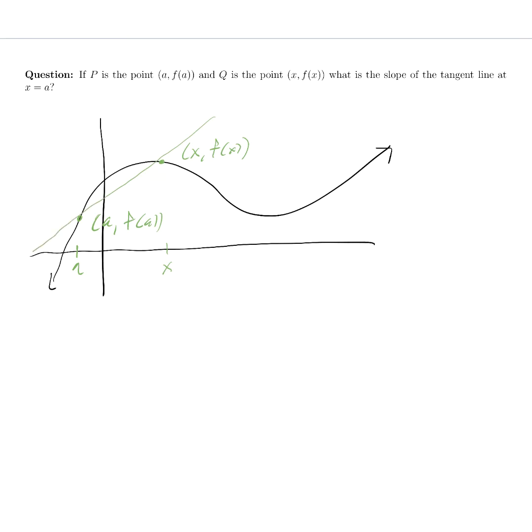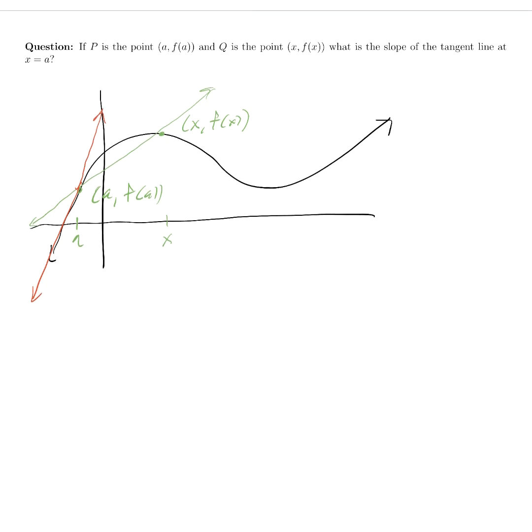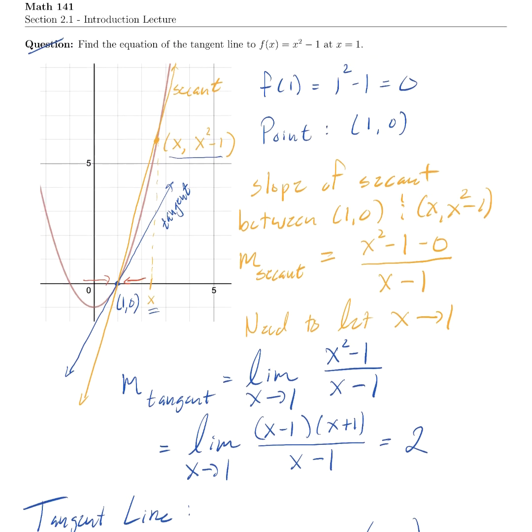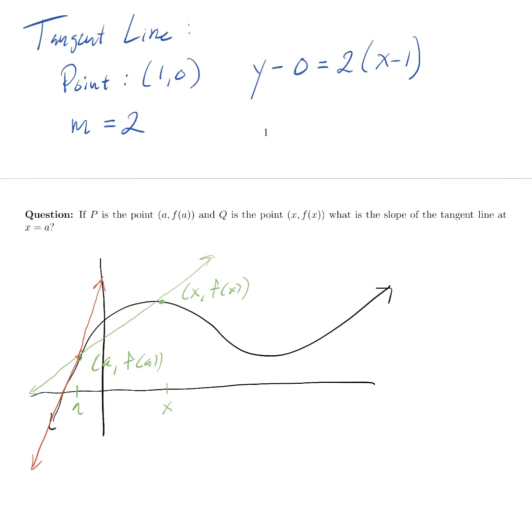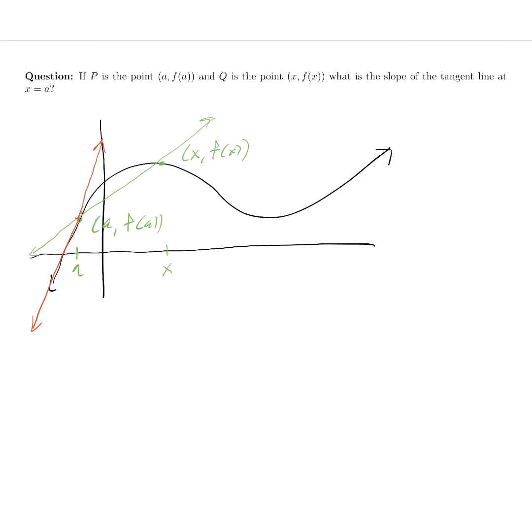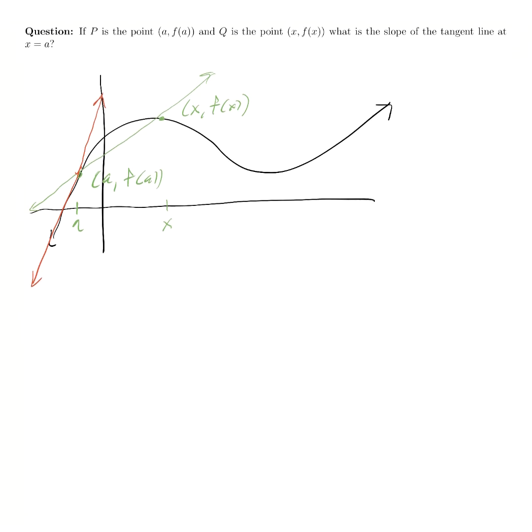Okay, if I find the equation of this line between those 2 points, that would be the equation of a secant line, but what I'm really trying to find is the equation of this not exceptionally well drawn tangent line. And we'll do something very similar. Up above here, we have a similar example, and we let x approach 1. So down here, we would just let x approach a after we find the slope of that secant line. So let's go ahead and do that.